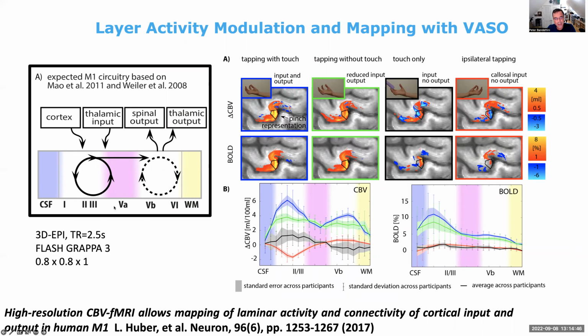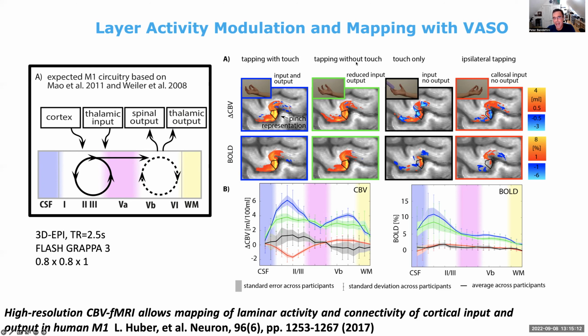I'm not going to go into too much detail, but basically it's a proof of concept. If you look at the motor cortex, the theoretical model is that cortical and thalamic input occur. It's organized slightly differently than what I was talking about before with other layers in visual cortex. Its upper layers are thalamic input, lower layers are spinal output and thalamic output. And so we had various tasks where we tapped with touch, so that had sensory and motor, and you had a double hump in motor M1.